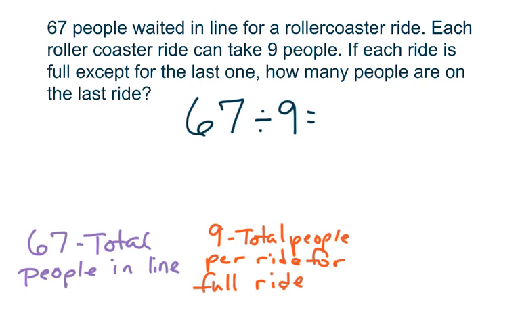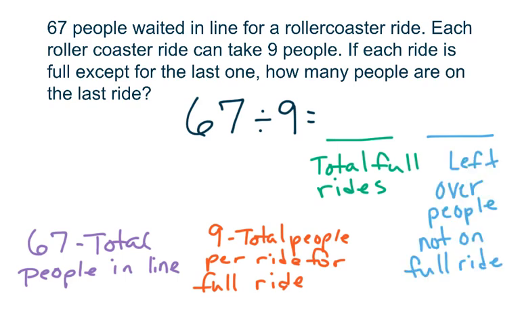My quotient is going to represent the total number of rides that are full. My remainder is going to represent the people that are left over, that aren't on a full ride. So let me go ahead and solve for my quotient and for my remainder. I'm going to use multiplication to help me.